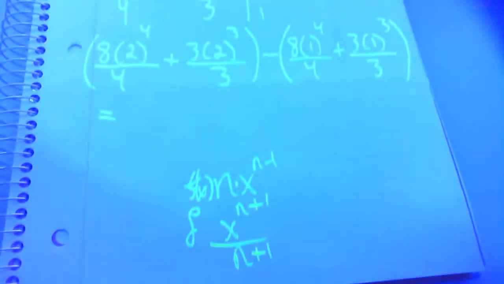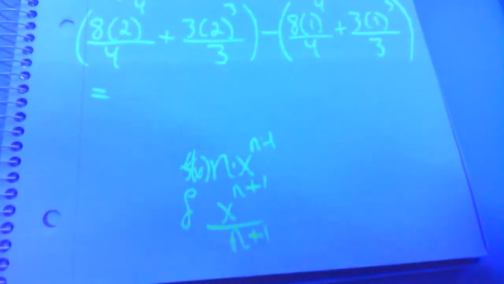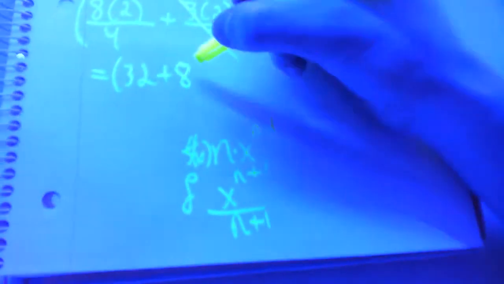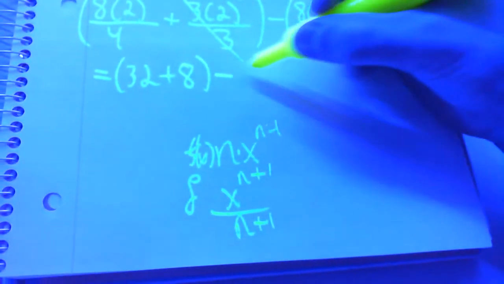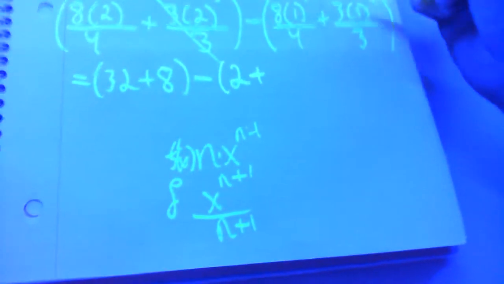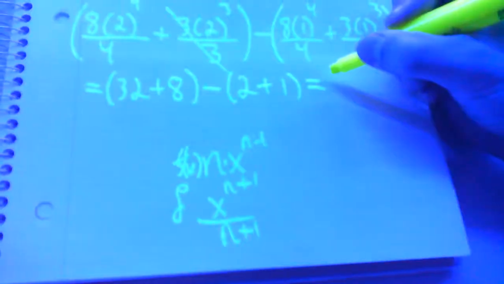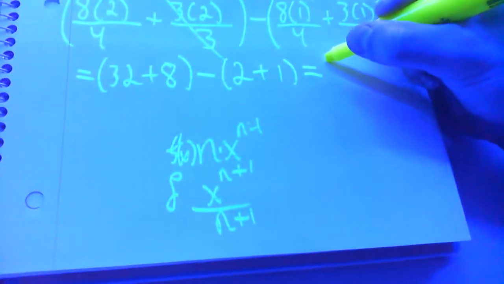Alright. So 16 times 8 is 128, divided by 4. So that's 32 plus 8, because these cancel out. And then we're going to subtract, so that's 40 minus 8 divided by 4 is 2, 2 plus 3 divided by 3 is 1. So altogether we have 40 minus 3. Awesome. 40 minus 3 is 37, maybe? Is that math? I think so.